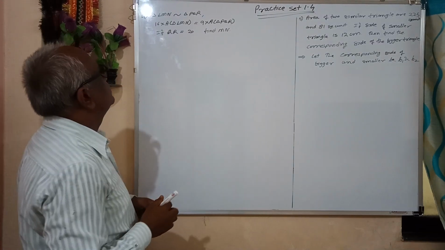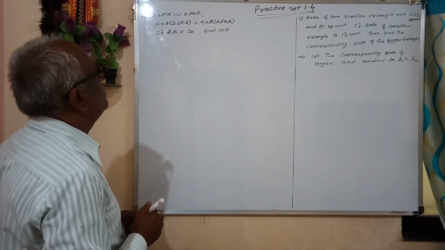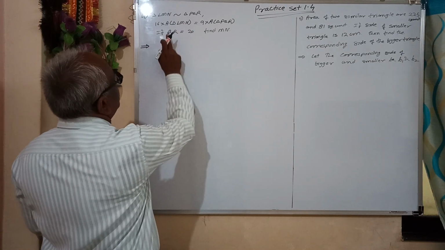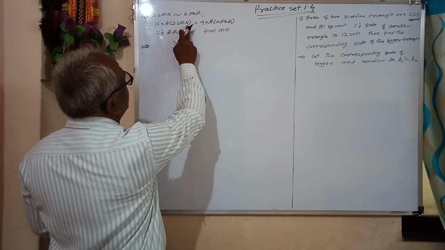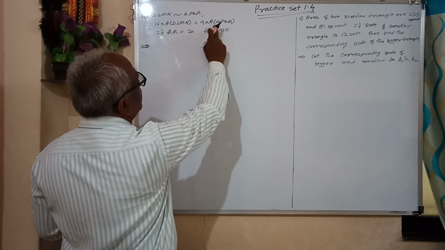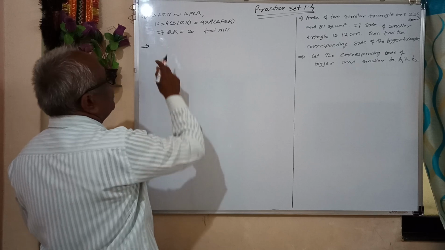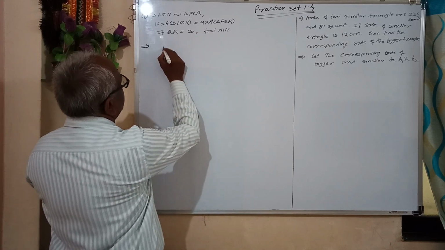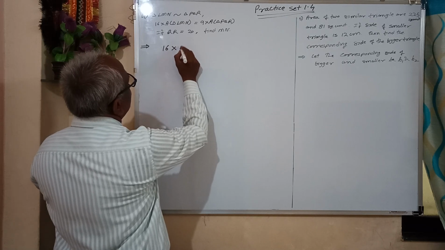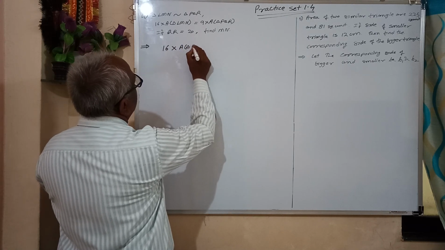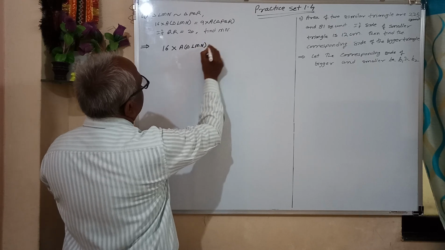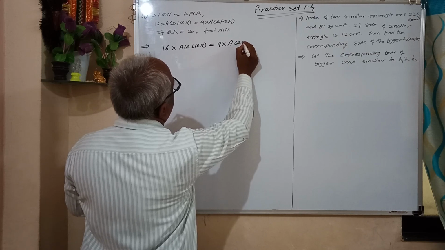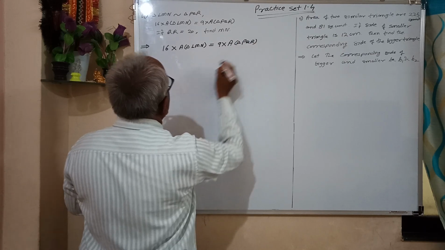Now fourth one, triangle LMN is similar to the triangle PQR. 16 into area of triangle LMN is equal to 9 into area of triangle PQR. If QR is equal to 20, then find MN. Here it is given 16 into area of triangle LMN is equal to 9 into area of triangle PQR.